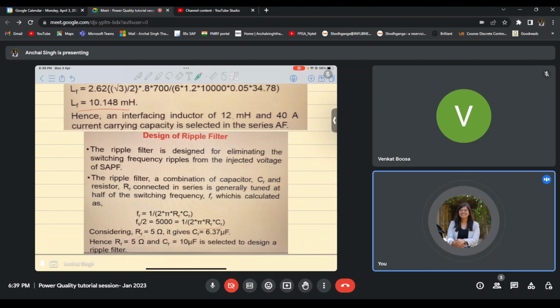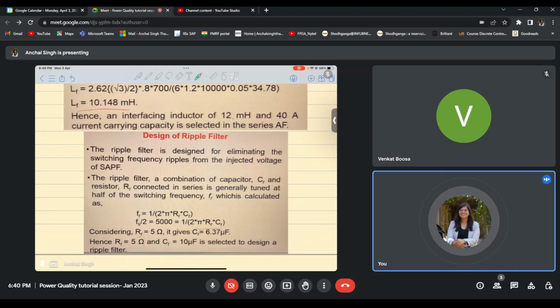And the equation of the ripple filter is 1 by 2 pi RC. And by adjusting different values of R and C, you can set the cutoff based on the switching frequency. You normally set it to half the switching frequency. Suppose the switching frequency in my given case is 10 kilohertz. So I'll set the cutoff frequency for the ripple filter as half of that, so that it removes all the high frequency components which are present above 5 kilohertz.